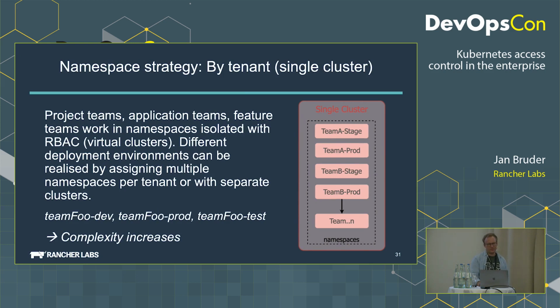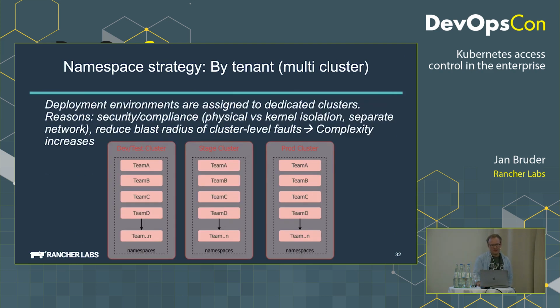The next one would be that you're maybe a little bit bigger organization, and you have different teams that you want to give their own resources in a cluster. So you could still work in a single cluster, but you can have multiple namespaces per team, and then each team can again separate the different deployment stages for them.